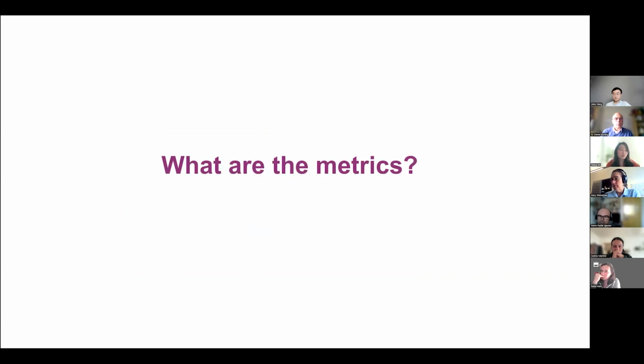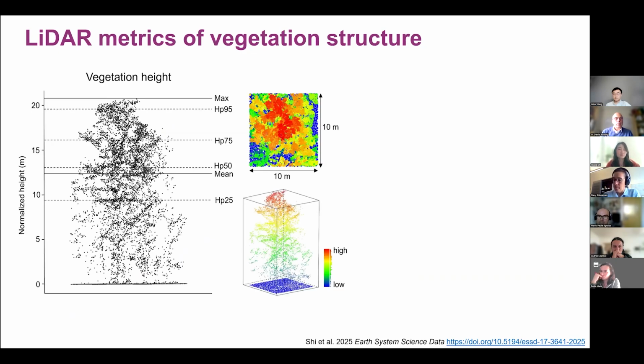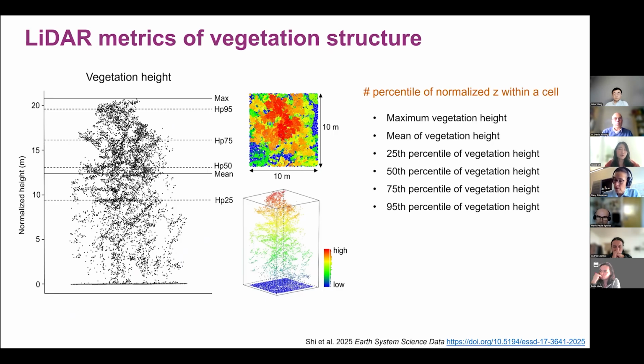What are the metrics that can be generated? There are three main categories. The first one is vegetation height. It is rather straightforward. We give this example again within 10 meter by 10 meter resolution grid cells, and you can see all the points within these grid cells will be used for calculation. And for this category, for example, maximum and mean height of the vegetation will be generated. You can also calculate the different percentiles of normalized vegetation height.